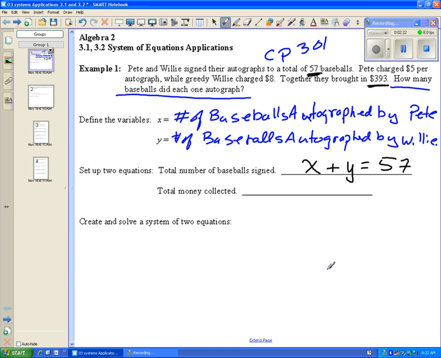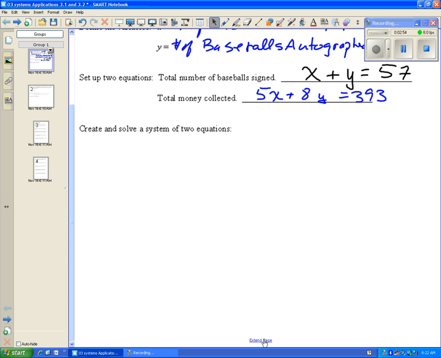My second equation is a total amount of money collected. Again, my total is $393. Well, how did they make money? Well, Pete got $5 per autograph, and Willie got $8 per autograph. Those are my two equations. Again, I looked and found I had two totals, so I set up my equations equal to those totals. The total number of baseballs, the total amount of money. At this point, let's go ahead and solve my equations.